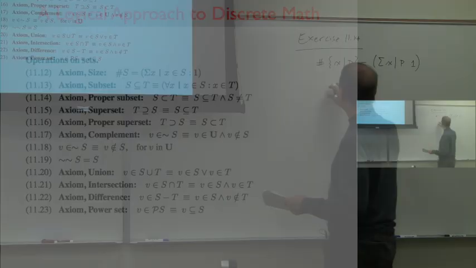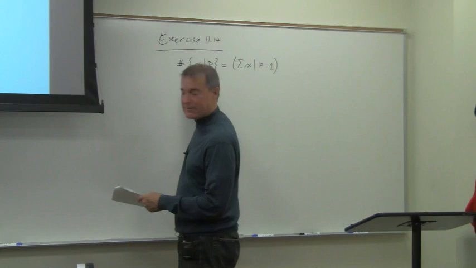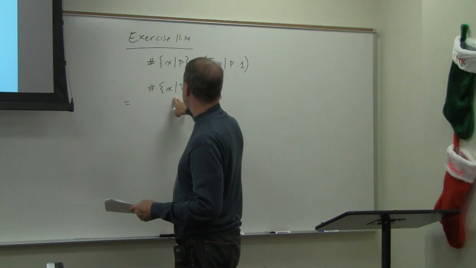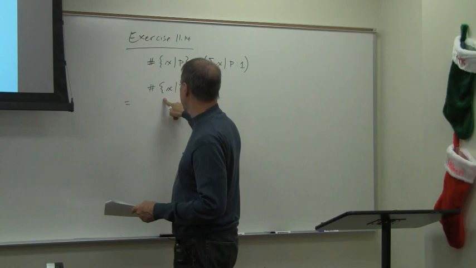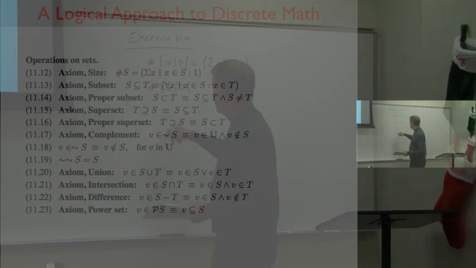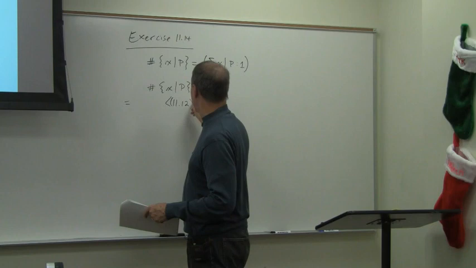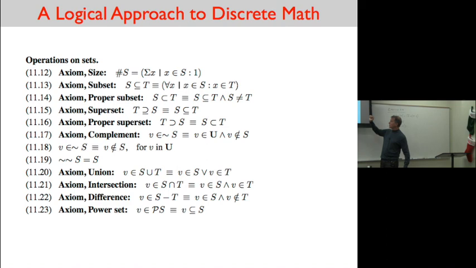Okay, so you're starting with the left-hand side. Yeah, so you're doing the number of X in P, this equals... So we have to rewrite this in a form, expand this out, to get this to be a set. Well, it is a set. But we need to get it in that form. Oh, wait, you're right, sorry. So this equals by 11.12. And then what you'll have is the right-hand side of 11.12, but instead of having S, you're going to have this.